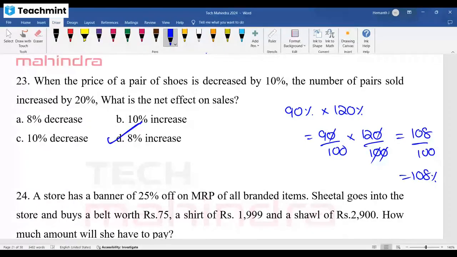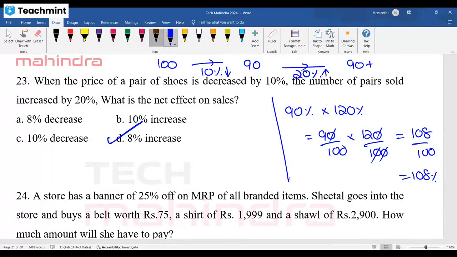That's one approach. The other approach: 100 rupees becomes 90 because of the 10% decrease. Now again a 20% increase. For 90, a 10% increase means 9. A 20% increase means one more 9 will be added, giving 108. 100 becomes 108, which is nothing but an 8% increase.